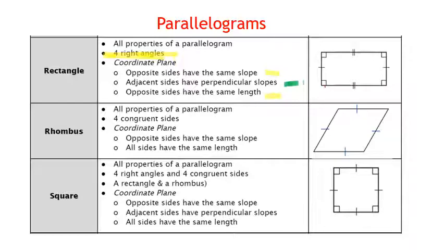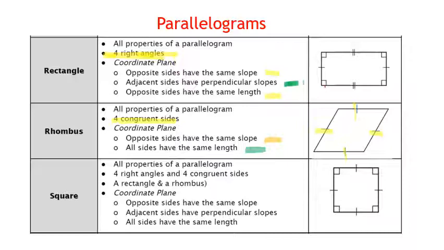Another type of parallelogram we can have is a rhombus. A rhombus is where you have four equal sides. It doesn't have to have equal angles, just four equal sides. On the coordinate plane, in addition to all the opposite sides having the same slope, which is true for a parallelogram, what makes it more specific to a rhombus is all the sides are going to be the same length.